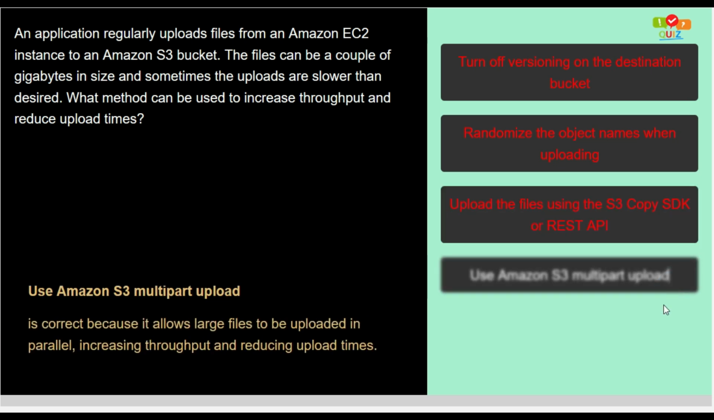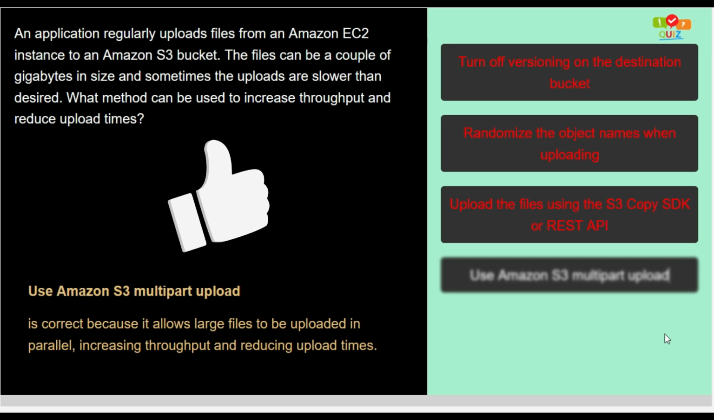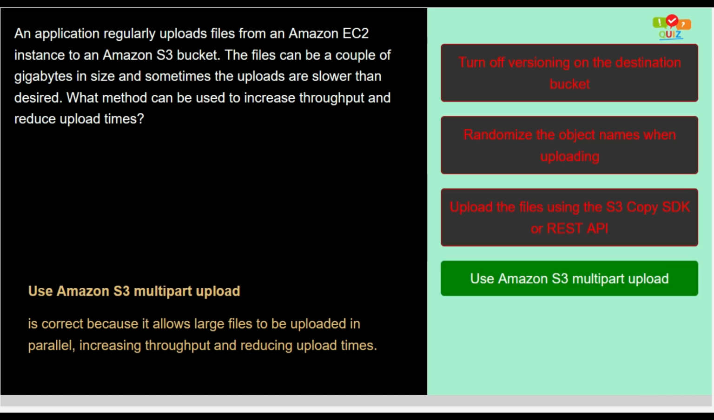Option 4, use Amazon S3 multi-part upload. This option is correct because it allows large files to be uploaded in parallel, increasing throughput and reducing upload times. Okay, so option number 4 is the correct answer. Got it? Let us move to the next question.